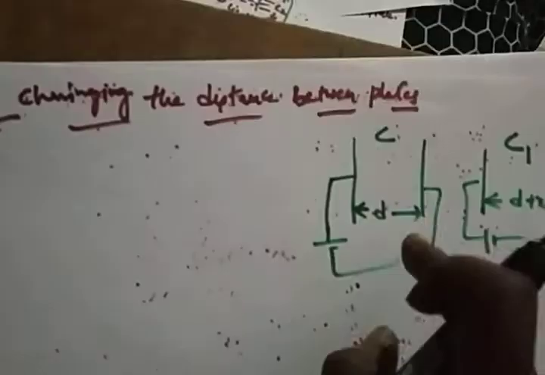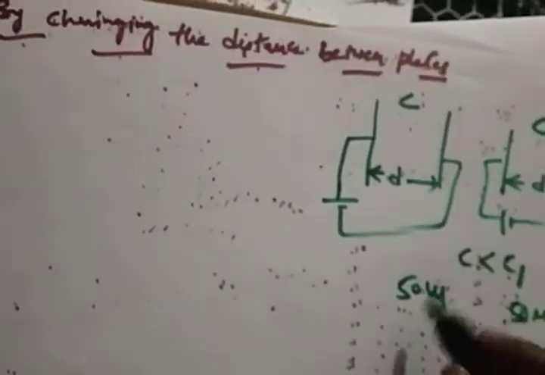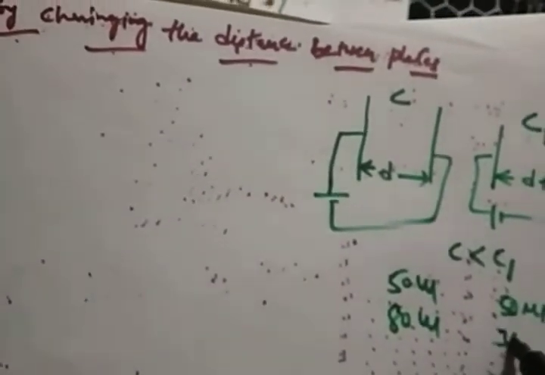If your capacitance changes, that means how the capacitance changes by applying the distance, and how the distance can be calculated. If the distance changes by some amount, that much capacitance is going to change. If the distance is 50 meters, your capacitance is 50 microfarad. If you increase the distance from 50 to 80 meters, your capacitance will be 30 microfarad.